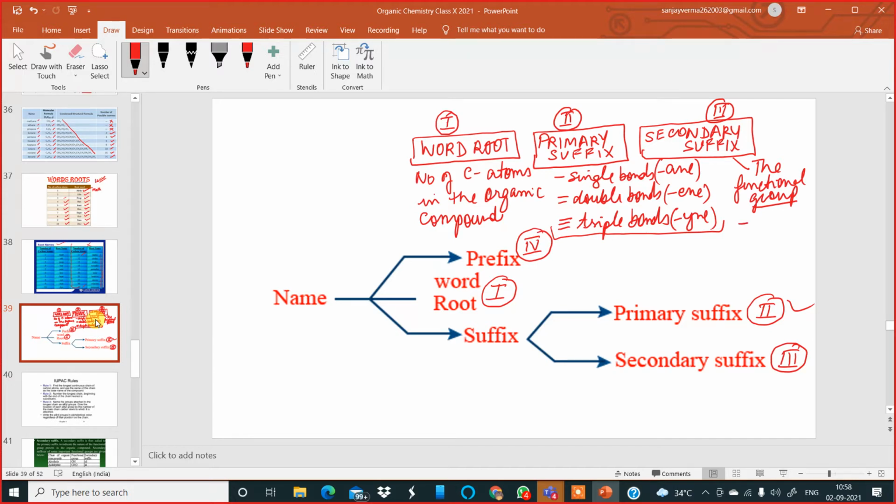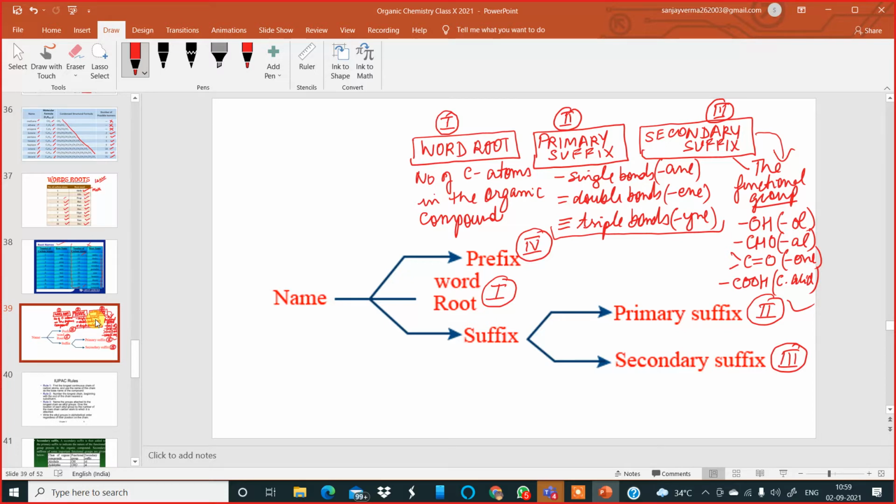If there is an alcohol, then you will find OH. Alcohols, the secondary suffix is written as OL. If there is an aldehyde, then you will find CHO, and we write AL. If there is a ketone, then you will have a group in the organic compound which is written as ONE, on, not one, on. If there is a carboxylic acid, then you will find groups like COOH. This is the acid group, carboxylic acid. So the secondary suffix tells us about the presence of functional groups in the organic compound.